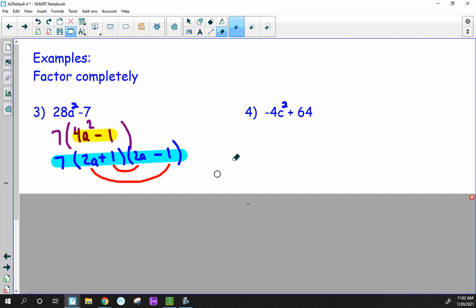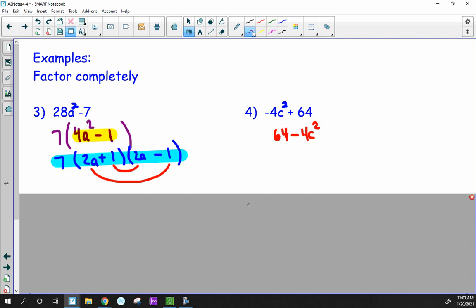Okay. All right, let's check out number 4. On number 4, I do want you to notice that the minus sign is actually here. When you see questions like this, it might be a good idea for you to turn the problem backwards. Remember, 64 is positive. Put that in front, and then put the minus 4c squared behind it. So you are allowed to change the order if the minus sign is not in the middle.